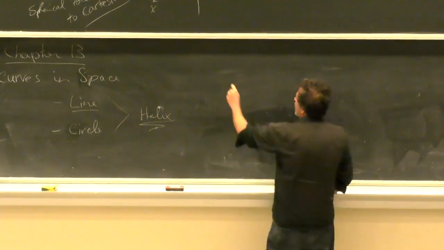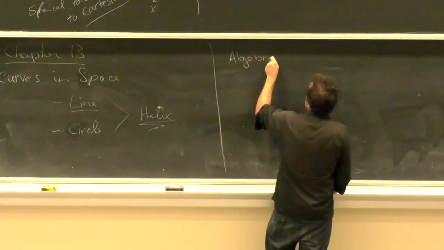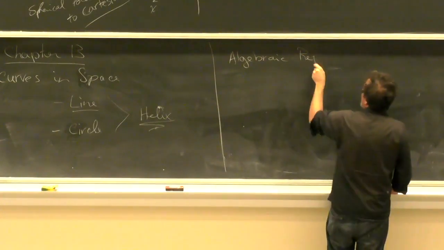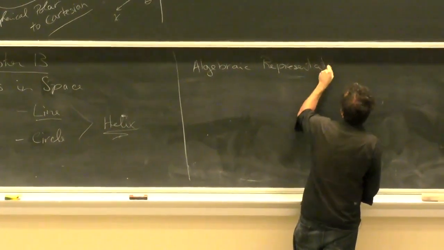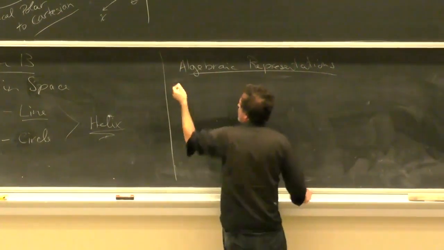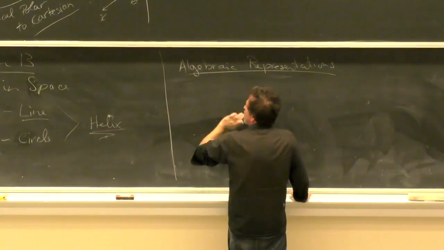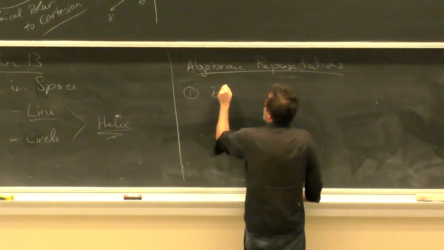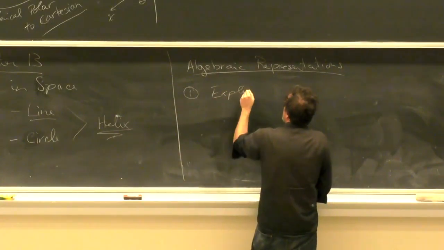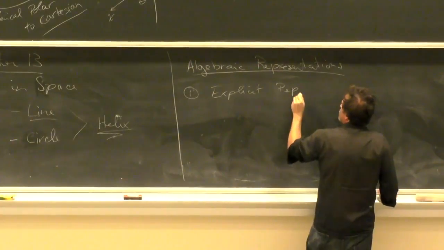Okay? We have algebraic forms, algebraic representations. How do I look at these curves? We have 3 of them. So there's 2 plus 1 curves and 3 representations. The first representation I will call the explicit representation.